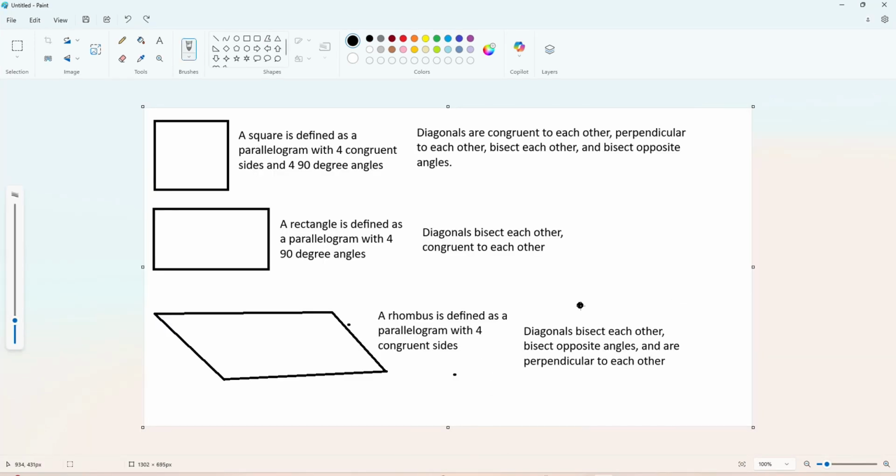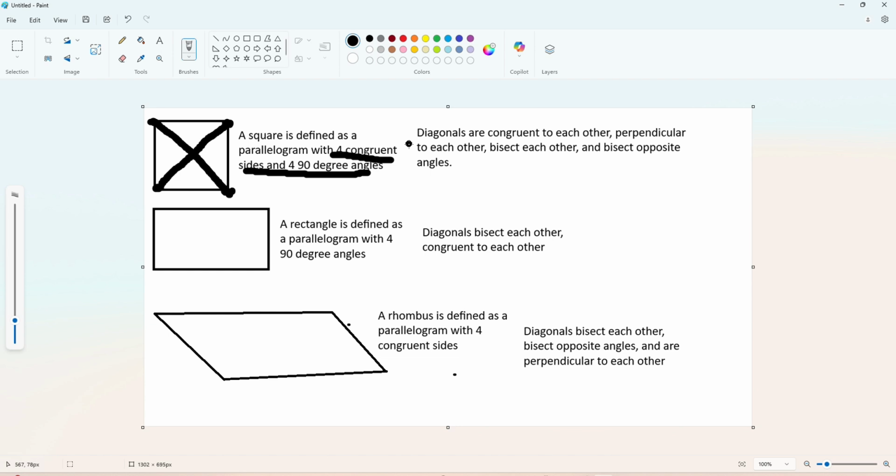A square is defined as a parallelogram with four congruent sides and four 90-degree angles. Let's draw it out to help you visualize it. Four congruent sides and four 90-degree angles here. These are all interior angles. Let's go over the diagonals. The diagonals are where we connect opposite vertices using a line. A square has two diagonals, and these diagonals are congruent to each other.